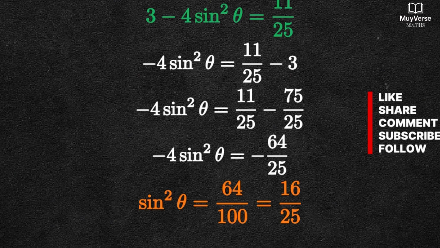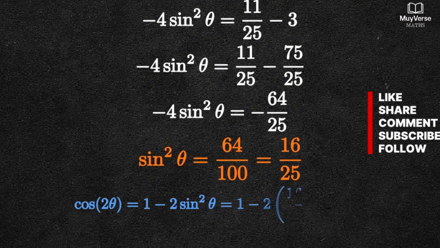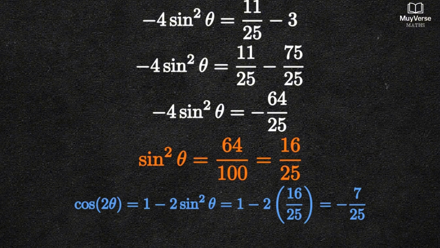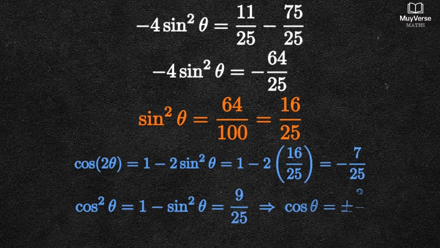Quick check. Using cosine double angle, cosine of 2 theta equals 1 minus 2 sine squared theta, which becomes 1 minus 32 over 25 equals negative 7 over 25. From sine squared theta equals 16 over 25, cosine squared theta equals 9 over 25, so cosine theta equals plus or minus 3 over 5.